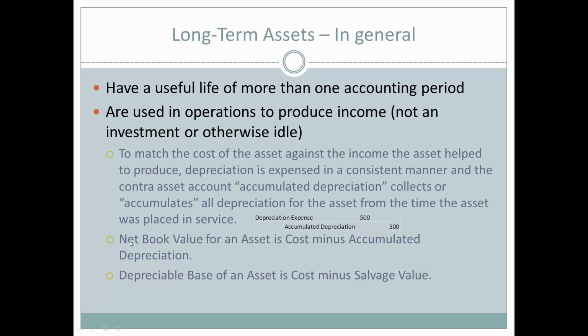Net book value. Now let's understand some very specific terms that we're going to be using and precisely what they mean. When we speak about net book value for an asset, we are talking about the cost of the asset minus its accumulated depreciation. So cost minus the associated accumulated depreciation yields net book value. Now, when we talk about the depreciable base of an asset, the amount that we are going to depreciate, that is the cost of the asset minus salvage value. So cost minus salvage value is the depreciable base.